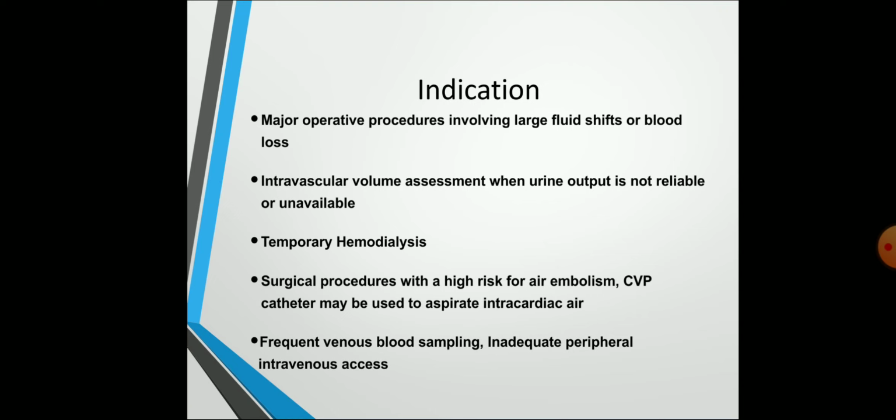So you can use a central venous catheter, rarely, to aspirate air. Next, it's used where frequent venous blood sampling is required. Basically, if you need to get a lot of venous samples, if it's a long duration of surgery and every hour you have to send a sample for a coagulation profile or to check electrolytes, then you can insert a central line and it will make venous sampling easier.